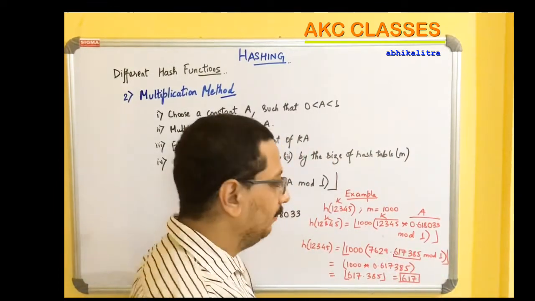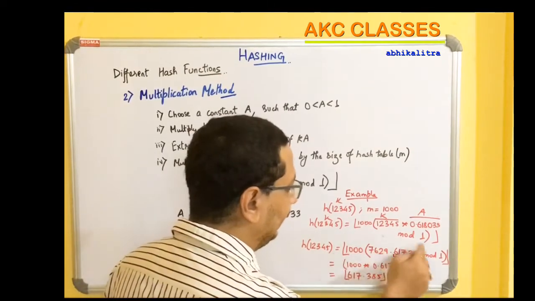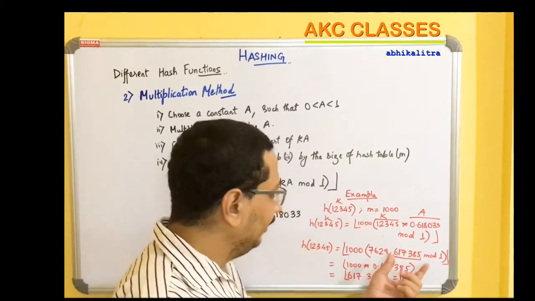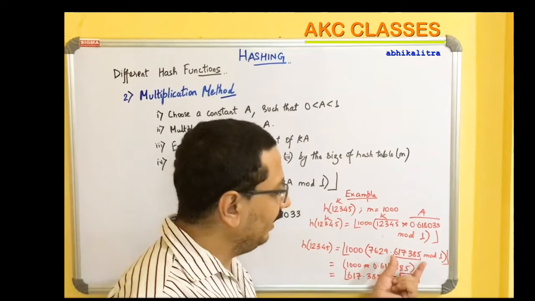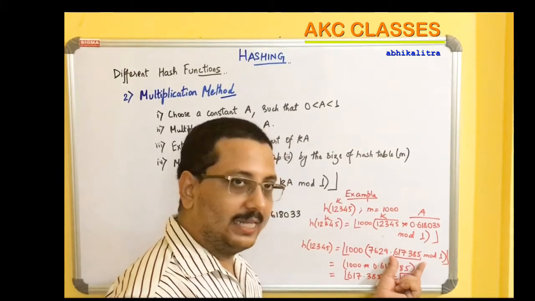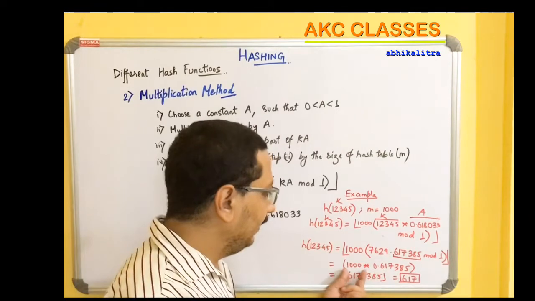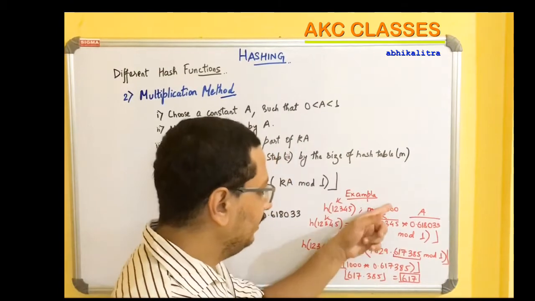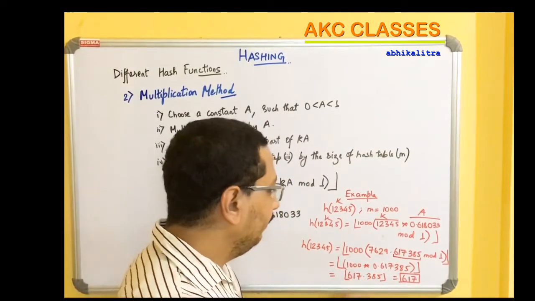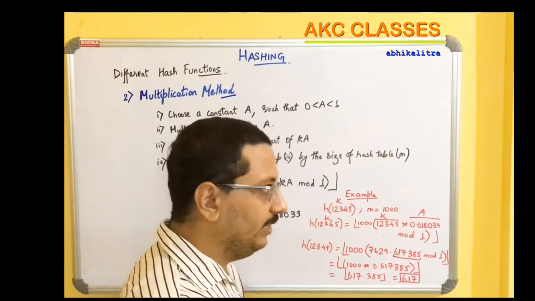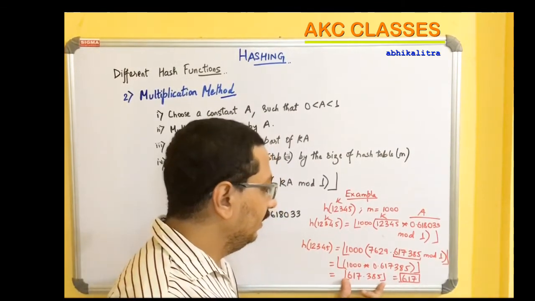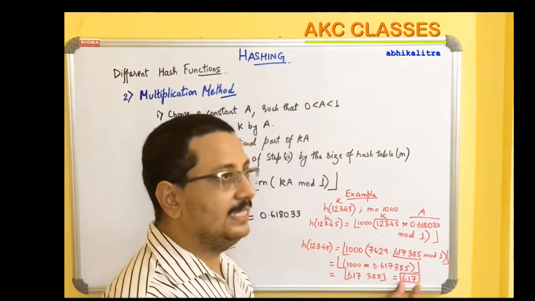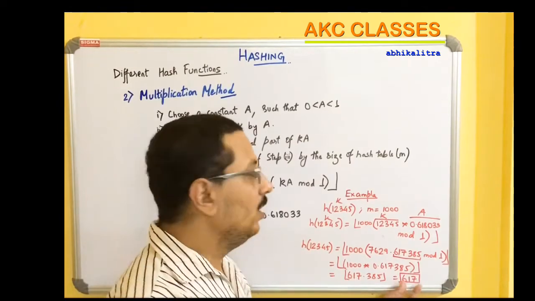In order to obtain the fractional part, I divide the entire product by 1 and obtain the remainder. That way the fractional part is extracted, and it is then multiplied with m, which is the hash table size, 1000 over here. After we multiply by 1000, we get 617.385. If we take the floor value, or only the integer value, then the value is 617, which is the index where we are going to store 12,345.